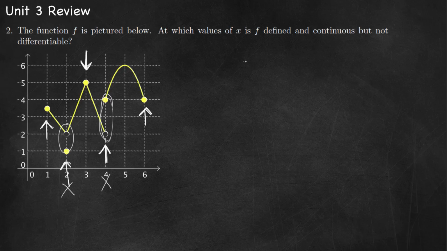So again, at which values of x is f defined and continuous, but not differentiable? So that would be x equals 1. It's defined, it's continuous, but it's not differentiable because it's an end point. At x equals 3, it's defined, it's continuous, and it's not differentiable because there's a corner point. And then at x equals 6, it's defined, it's continuous, but it's not differentiable because we're at an end point. So x equals 1, x equals 3, and x equals 6.